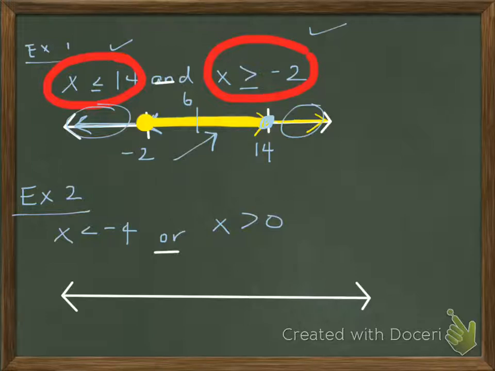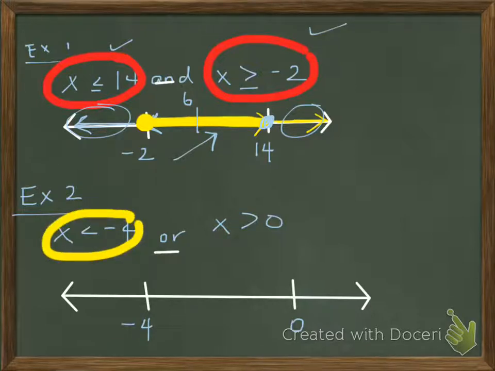Okay, again, draw your number line. You're going to need 2 spots because we have 2 numbers that we're dealing with. Again, make sure the numbers are in the right spot. So we're dealing with 0 and -4. -4 is less than 0, so it's going to be on the far left. And again, just like we did before, let's start with one or the other. Okay, so we're going to start with x is less than -4.